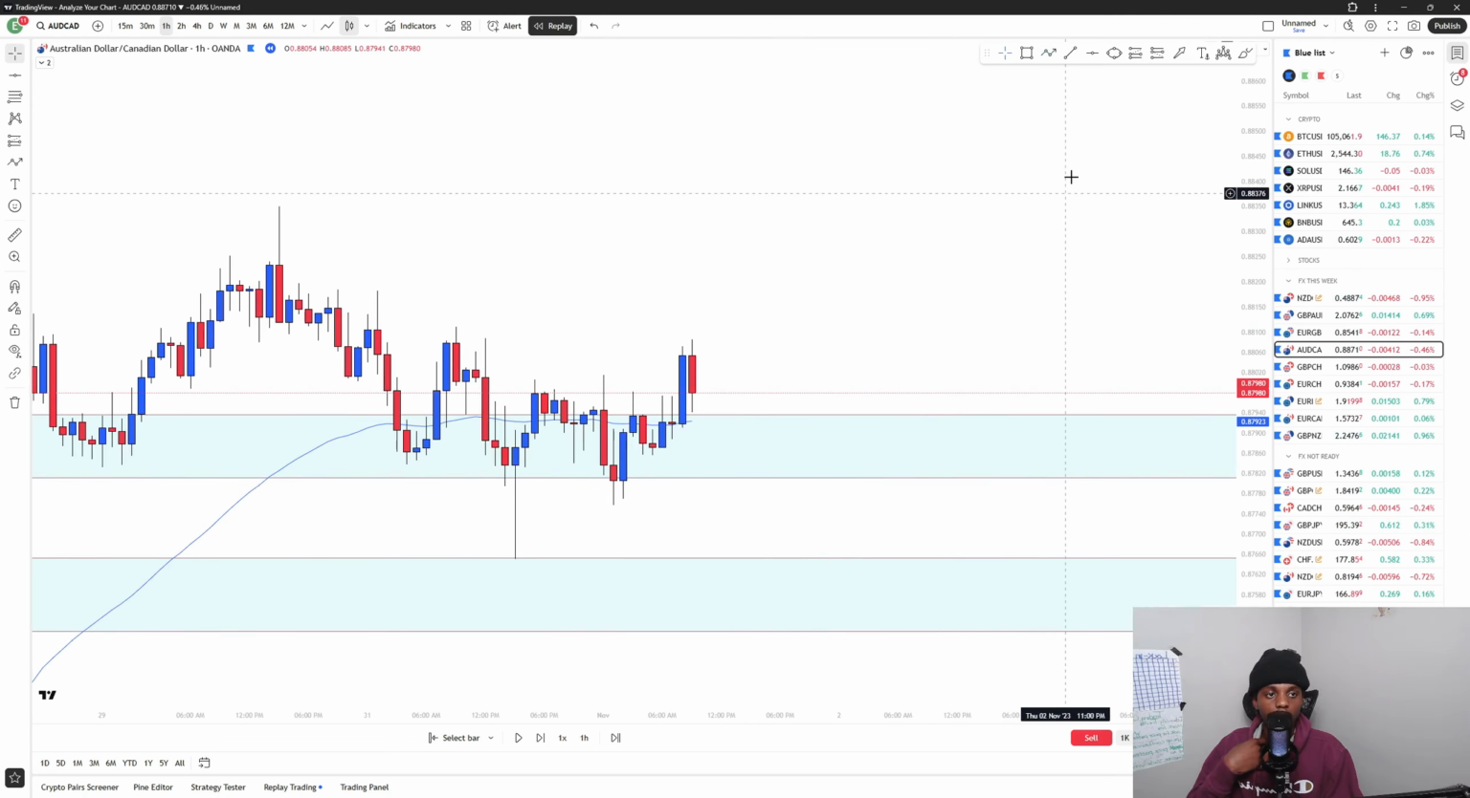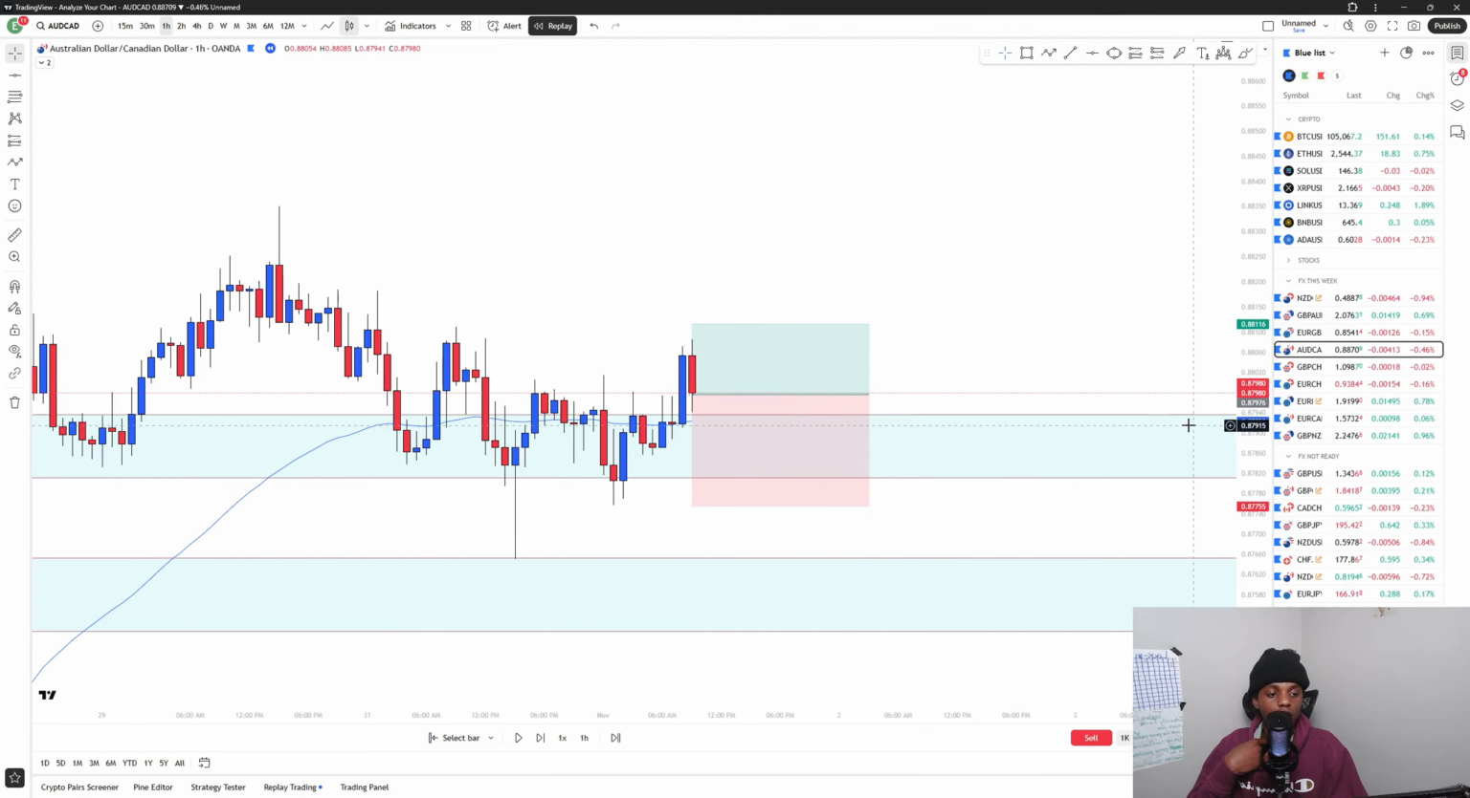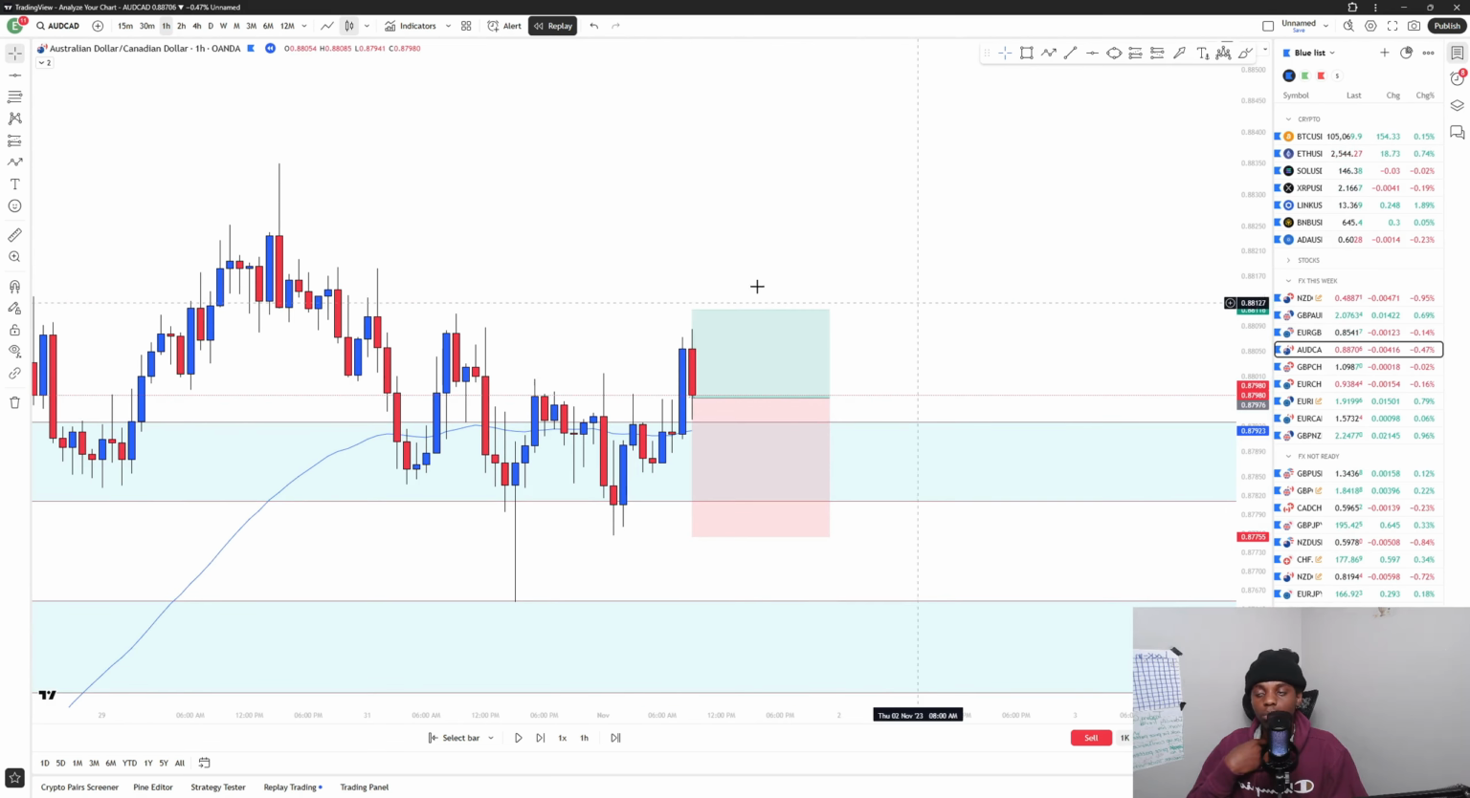Okay, let's just say I enter right here. Stop loss starting from the wick, higher low, add 10 pips. Stop loss right now is 12 pips, add 10, that's 22. And take profit, we go up to the daily time frame and identify.